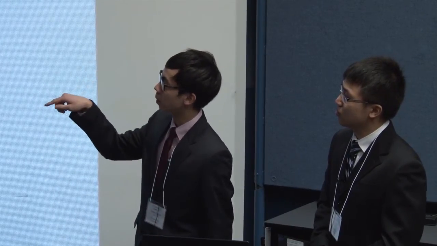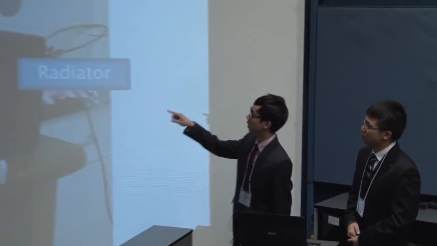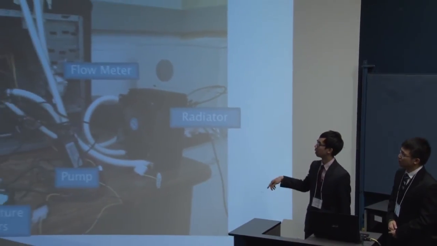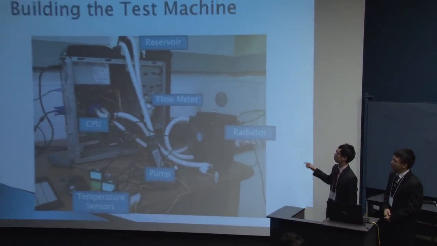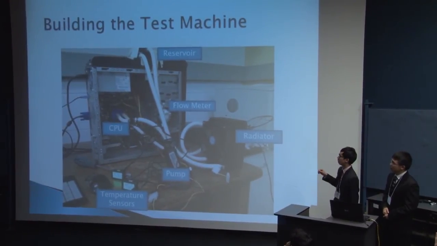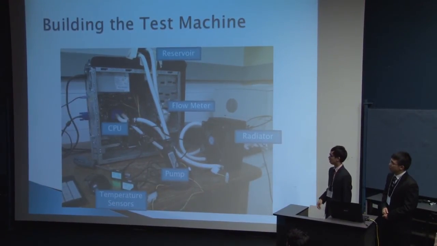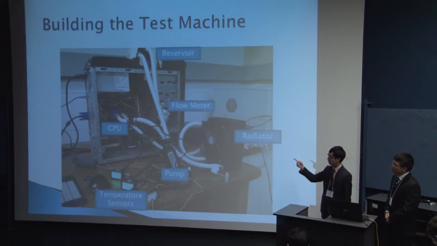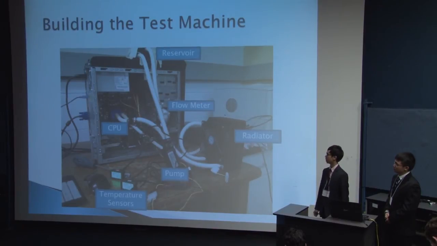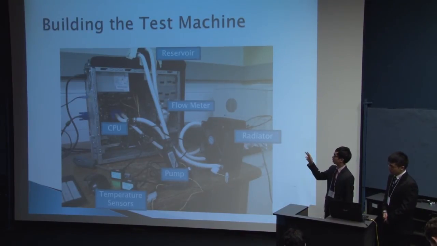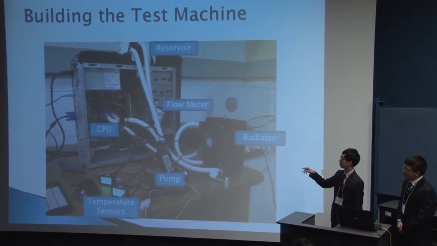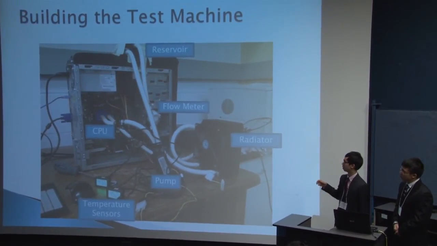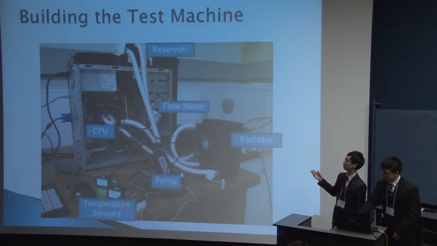The nanoparticle solution is white in the tubing. It goes from the reservoir to the pump to the CPU to the radiator through the flow meter and back into the reservoir. You can see there are two temperature sensors at the bottom, which measure the inlet and outlet temperature through the CPU heating block. And the CPU also has an internal temperature sensor, which can be measured using software. So with the flow meter and these temperature sensors, we can fully characterize our fluid flow.